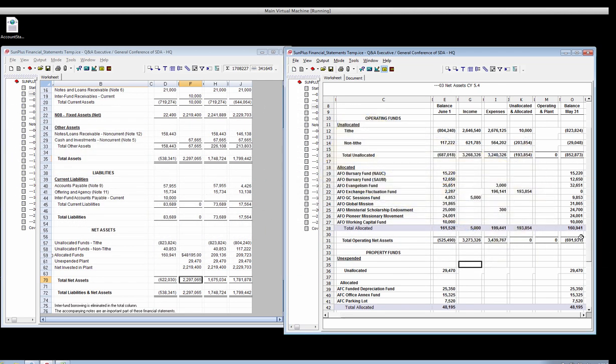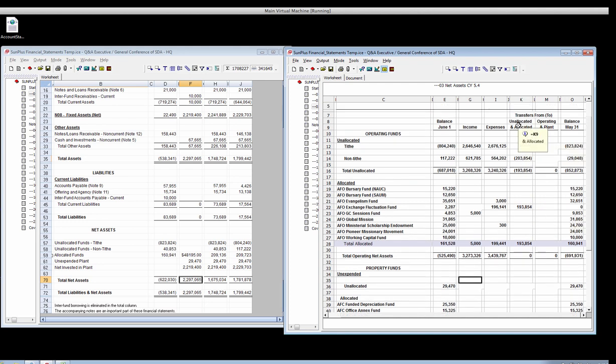169.41 is in our allocated. So we know that the problem is in our non-tithe row here of 29,048. In practical terms, I would start by looking at each of these four numbers. We know it's not in this column because we've tied down the beginning balance, so it's got to be in income, expenses, and transfers. This is transfers right here.